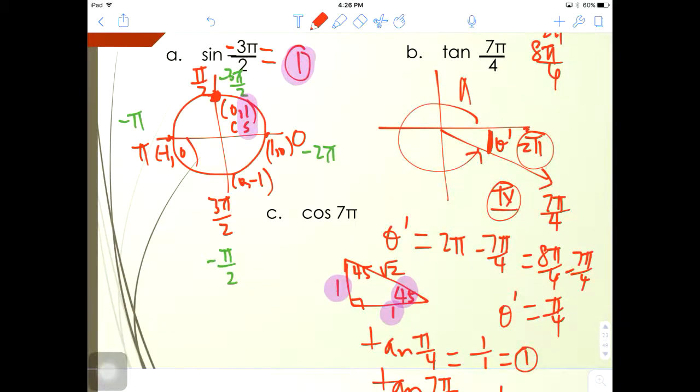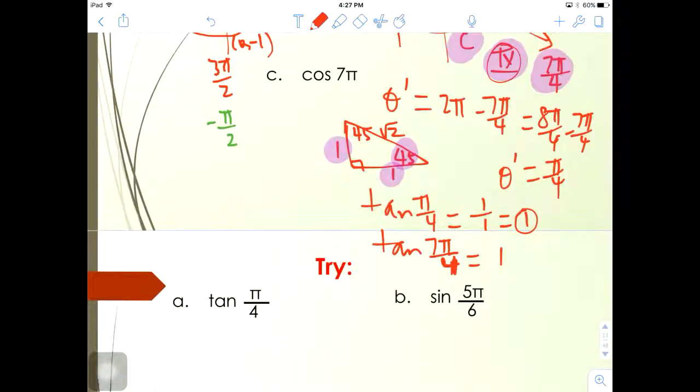But let's take a look at the sign. All students take calculus. This angle is in quadrant 4. Here it is, 7 pi over 4 is in quadrant 4. In quadrant 4, only cosine shall be positive, which means tangent is negative. So the answer is -1.